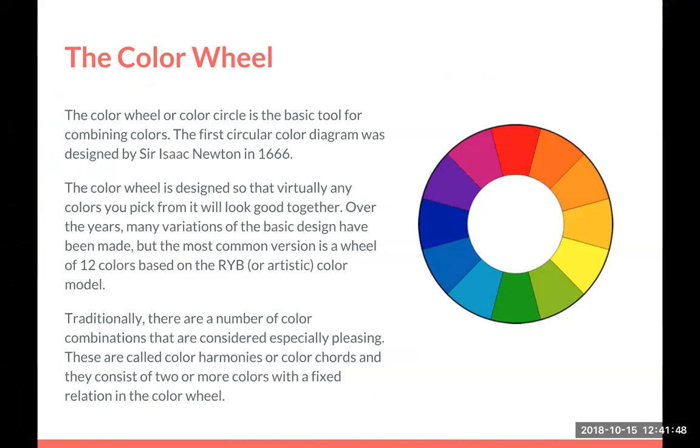Over the years, many variations of the basic design have been made, but the most common version is a wheel of 12 colors based on the red, yellow, blue, or artistic color model. Traditionally, there are a number of color combinations that are considered especially pleasing, and these are called color harmonies or color chords, and they consist of 2 or more colors with a fixed relation in the color wheel.